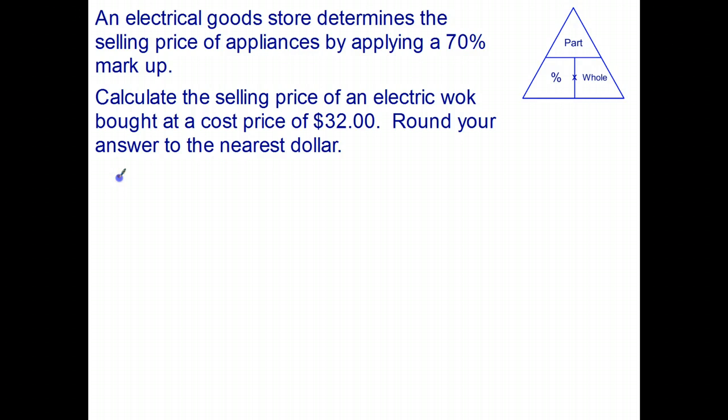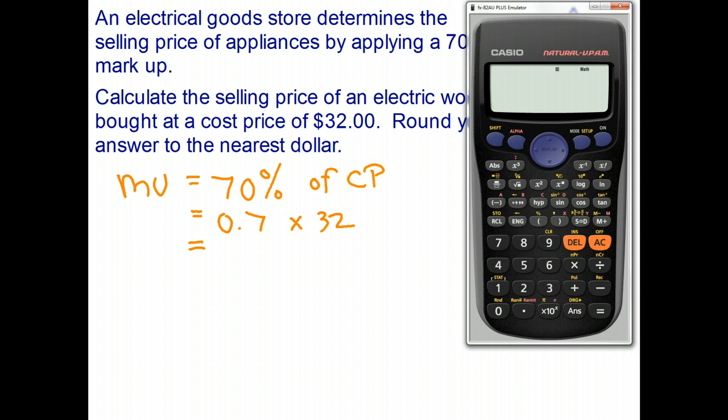First we'll work out the markup, which I'll abbreviate as MU. The markup is 70% of the cost price. So that's part equals percent times whole or original amount. So as a percent, we write that as 0.7 times the $32. And we can use our calculator to work out what the markup is. 0.7 by 32, and that's $22.40.